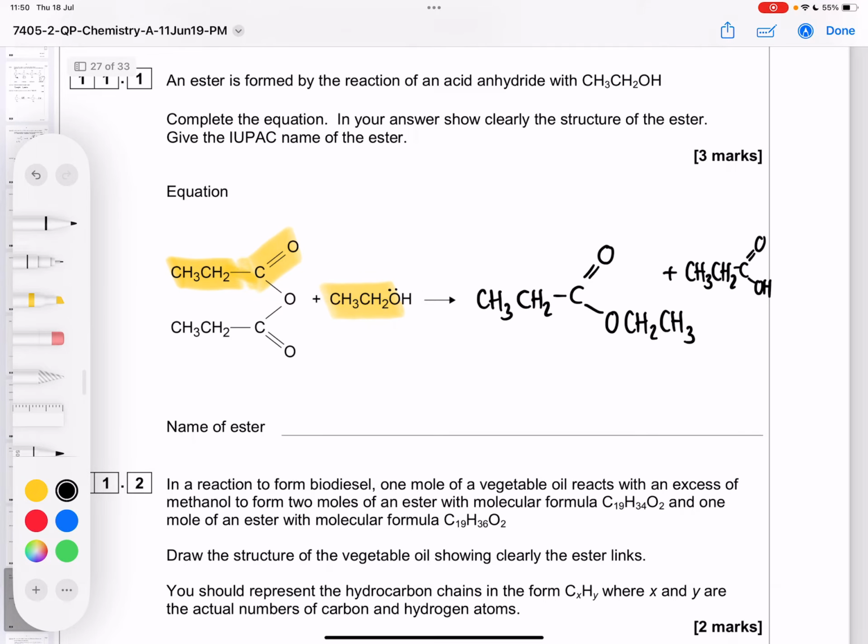Name of this ester. So the longest carbon chain containing the functional group is 3, so prop, no double bonds, so an, and it's an ester, oate. And then we've got an ethyl group stuck on, so ethyl propanoate.